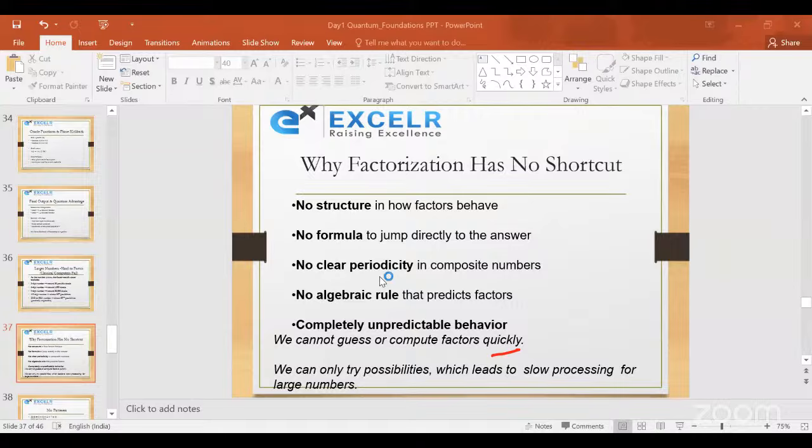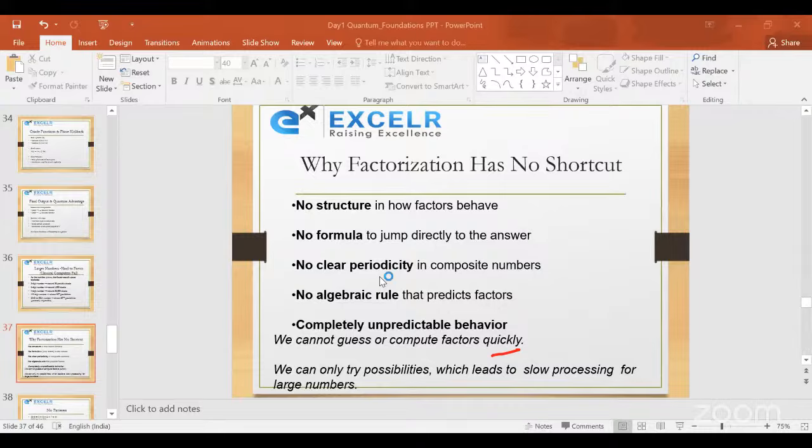Why is it true? When I went to the depth of this, I found there is no structure in how factors behave. There is no formula for the defined ones. There is a formula for multiplication, there is a formula for the root, there is a formula for log n or exponential, there is a formula for everything, but there is no general formula for factorization. And when there is no general formula for factorization, then just think about that.